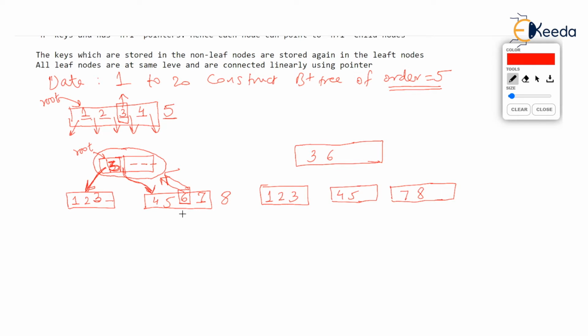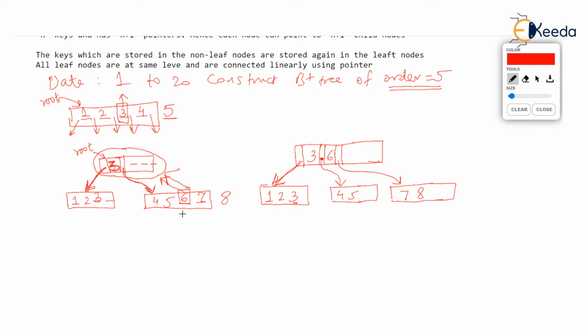7, 8. Now the left child of 3, the left pointer, will point to 1, 2, 3. That means all values which are less than or equal to 3 are to the left of 3. See, 3 is also to the left of 3. And this pointer, right of 3 and left of 6, will point to 4, 5. All values between 3 and 6, that is 4 and 5, will be to the right of 3 but left of 6. And all values greater than 6, that is 7, 8, will be to the right of 6.